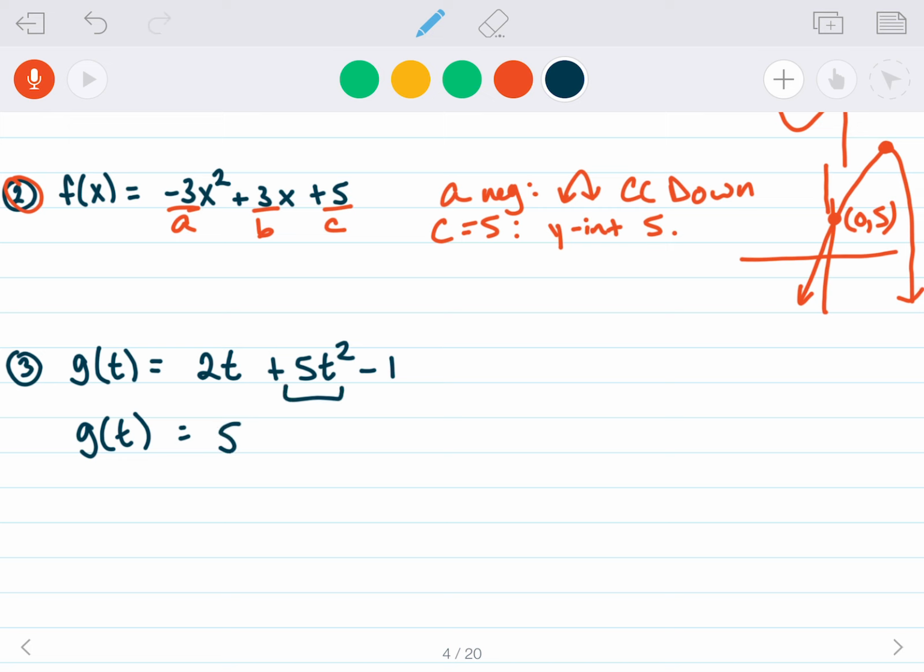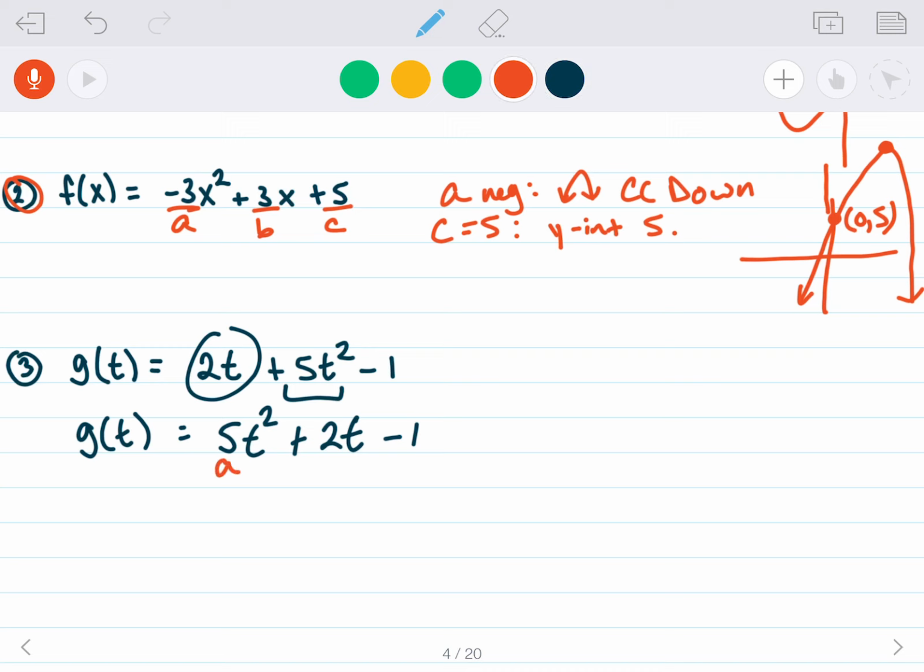In this case, our variable is t. So it's going to be 5t squared comes first, followed by a positive 2t. Now the positive isn't written there, but it's implied to be there because there's no negative in front of it. And the negative 1 is going to hang out in the back. All right, now we're in standard form.